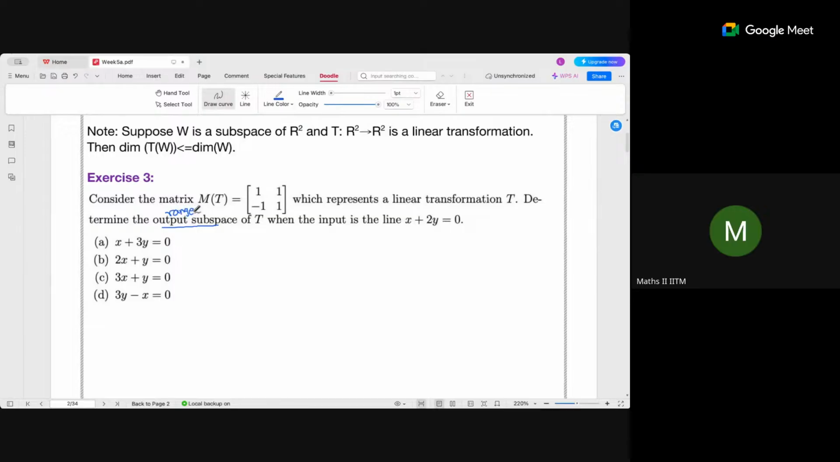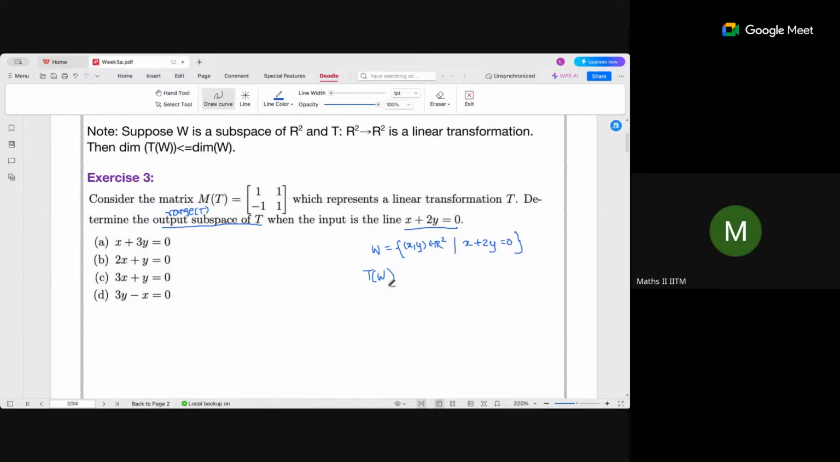Range, right? Range of T. Outputs of T means range of T, when the input is the line x plus 2y equal to 0. So your W here is nothing but the set of all (x, y) in R2 such that x plus 2y equal to 0. So they are asking what is T of W.